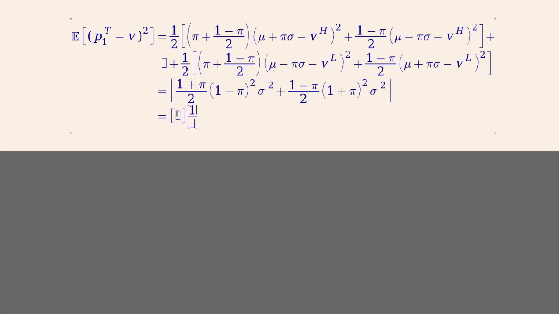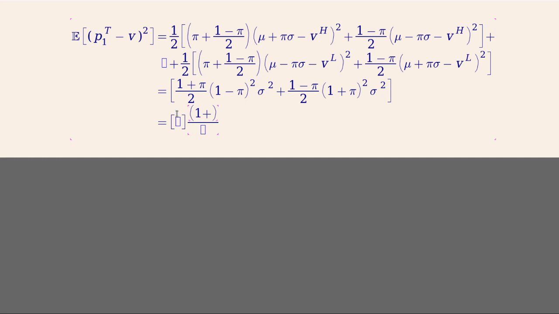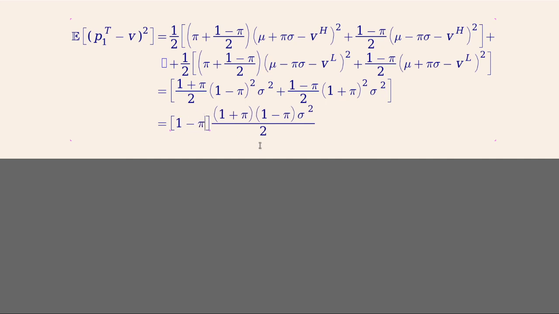Now another manipulation we can make is, notice that this first bracket is equal to 1 plus pi over 2. And now we can take some of the things out of the brackets. In particular, we can take out 1 plus pi and 1 minus pi and sigma squared, because they are present in both terms here, and we also can take away 1/2. So what will we have left? We'll have 1 minus pi from the first term and plus 1 plus pi from the second term.